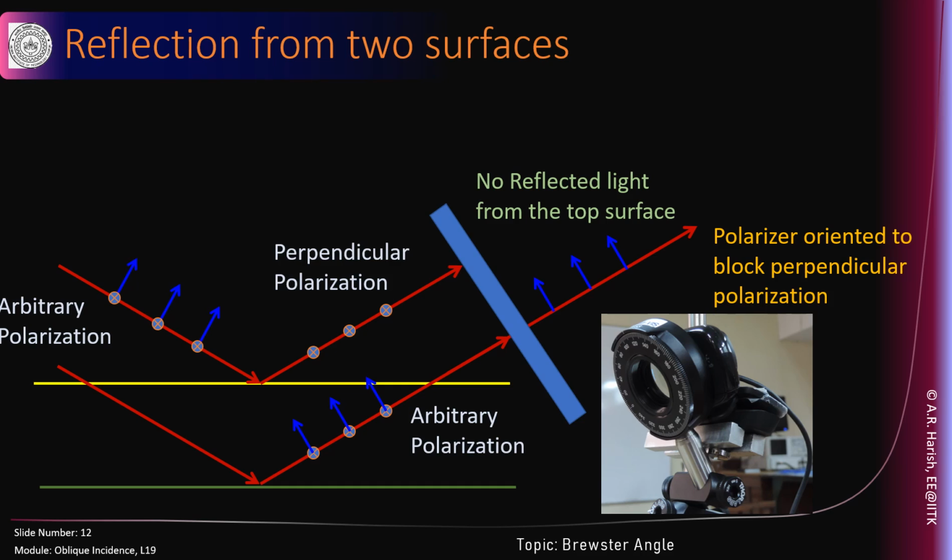That means if I were to see the reflection without a polarizer, I would see the top surface of the glass as well as the bottom surface of the glass, or the top surface of the table on which the glass is kept. The moment I pass the reflected light through a polarizer which is properly oriented, the reflection from the top can be completely removed. What I can see is only the bottom of the glass or the top of the table. So that is what we are going to see in the next video, where I'm going to show you what it actually looks like in real life.